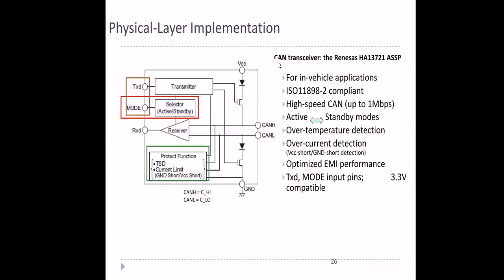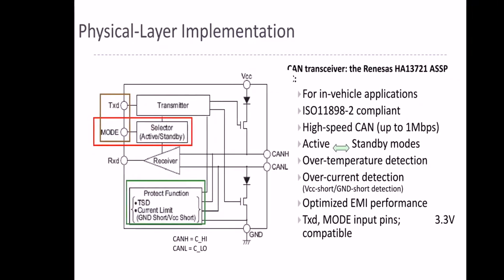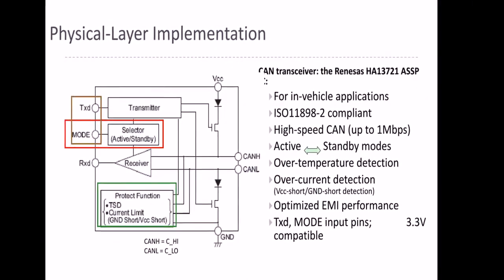Then the physical layer implementation. Here we have a circuit of CAN high and CAN low. This is a Renesas microcontroller for in-vehicle applications. It is ISO compliant, with high-speed CAN bus up to 1 Mbps. It has active and standby modes, over temperature detection, over current detection, optimized EMI performance, and TX mode inputs compatible with 3.3 volts.